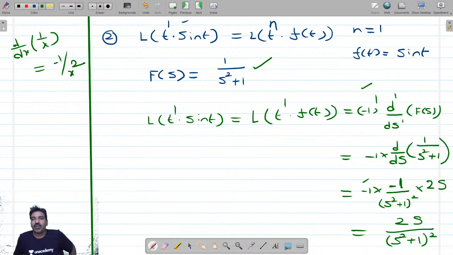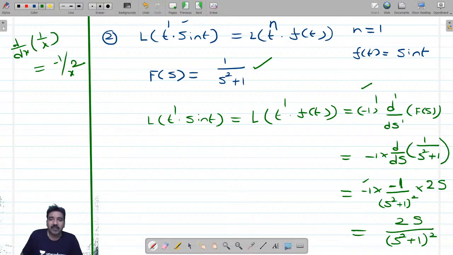So if you want to get Laplace of t sin t, just make use of L of t power n into f of t. Here n is becoming 1. F of t is sin t. So to get the Laplace of this one, I should find Laplace of sin t, that is 1 divided by s square plus 1. Apply the simple formula. You will get 2s divided by s square plus 1 whole square. Is my point clear? Right.